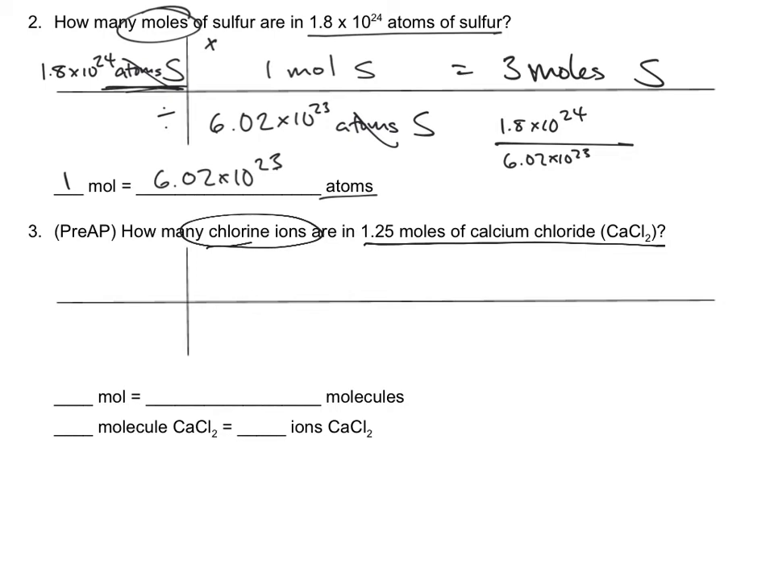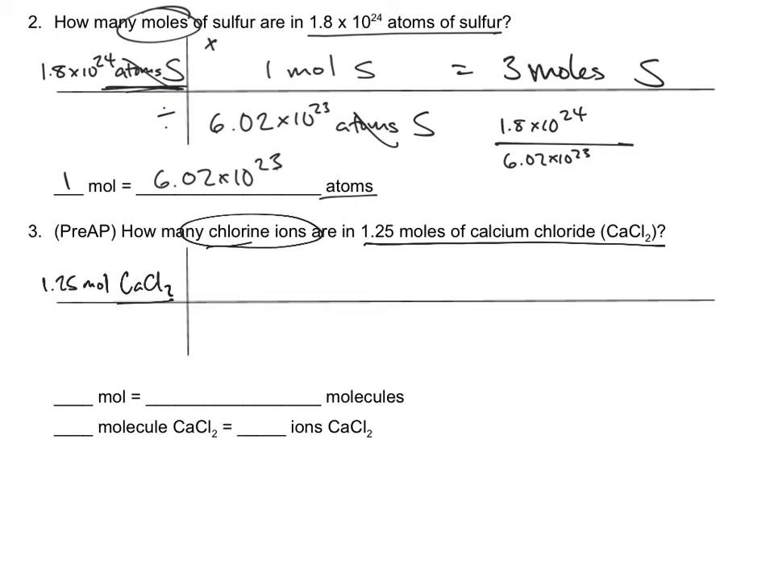So we're going to take that given information, 1.25 moles of calcium chloride, and we're going to slap it in that top left-hand box. Now, it is important here that you include your substance, your CaCl2, because we're going to go from calcium chloride to just chlorine ions. So it's important that you write the substance.